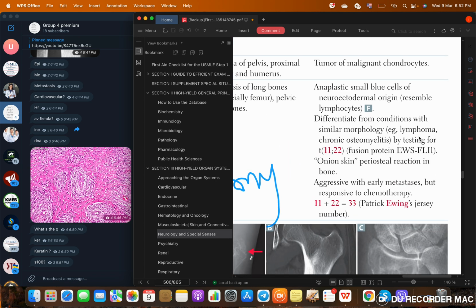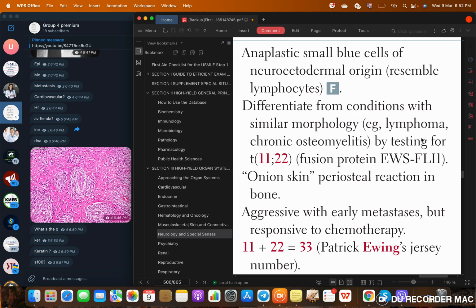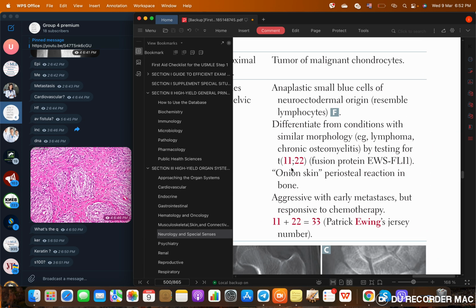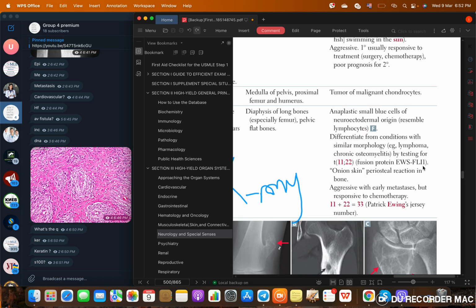So by test, they write you can differentiate it in one more way, which is immunohistochemistry or genetics. They have a translocation 11;22, which creates a fusion protein known as Ewing sarcoma FLI1. And yes, they will have this onion skinning of the periosteum.